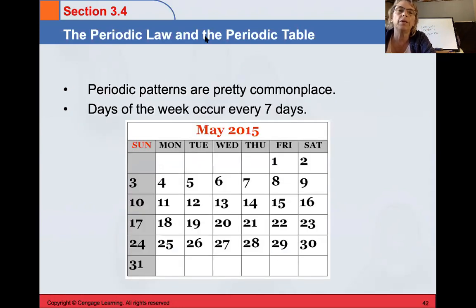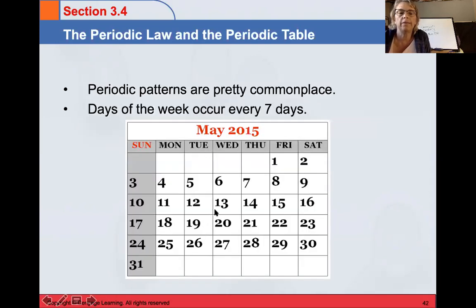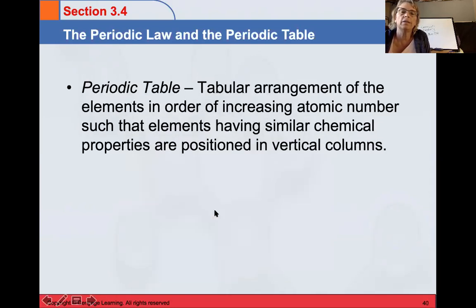So this sort of periodic pattern in the table is a pretty commonplace thing. This calendar has a periodic property, and that property is that every 7 days the same day occurs, be it a Sunday or a Monday. So a periodic property occurring in the periodic table is no different than the day of the week reoccurring in a calendar.